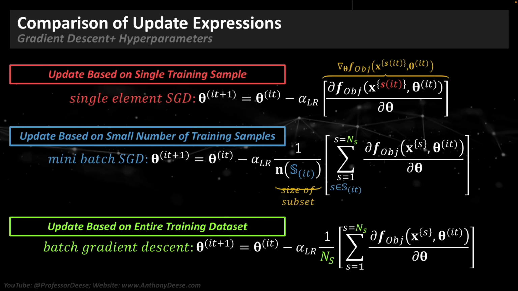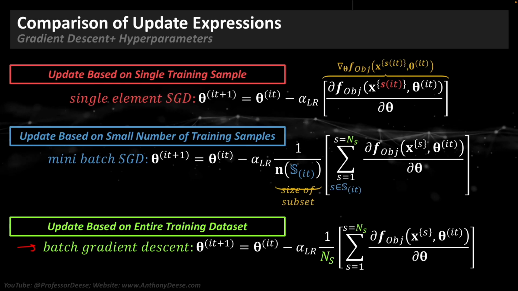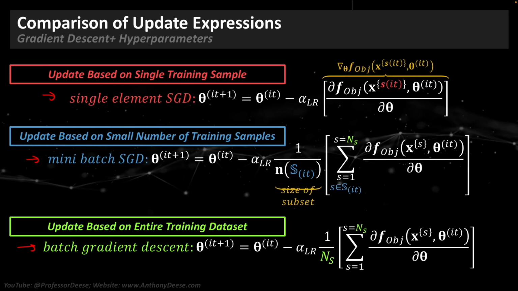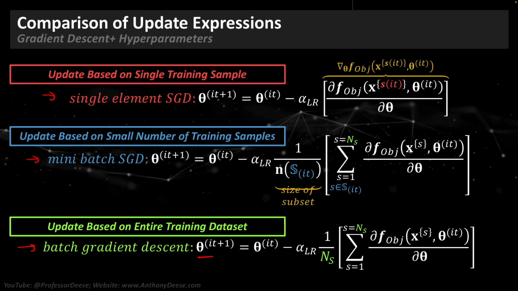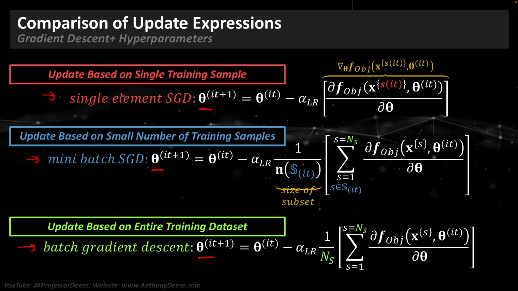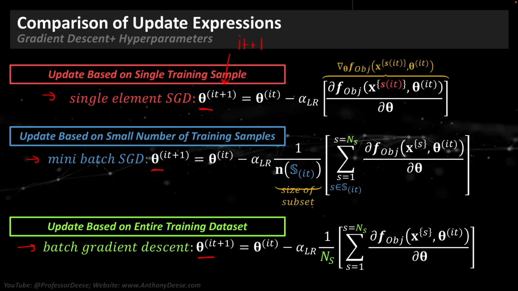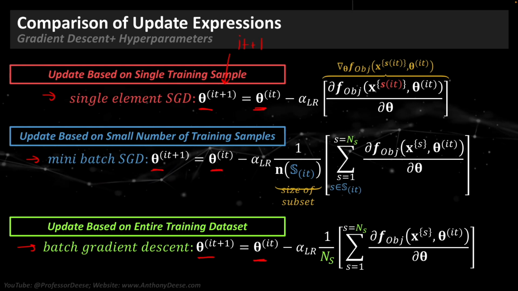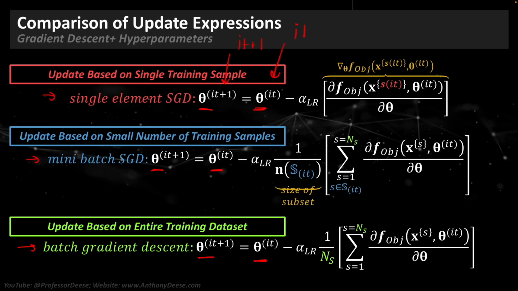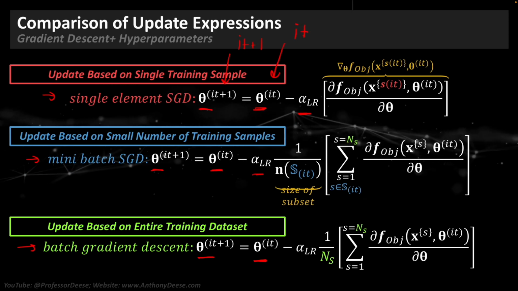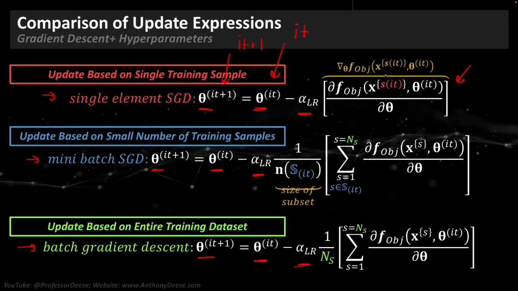This page provides a comparison of the update expressions for all 3 of the approaches we discussed on the last 3 pages. We have the complete batch gradient descent, we have the mini batch stochastic gradient descent, and we have the single element stochastic gradient descent. All 3 of these seek to calculate an updated value for the parameter array for iteration it plus 1. They define this in terms of the previous, or we could call it the current value of that parameter array for iteration it, and from that we subtract the product of 2 factors. We have the learning rate and some version of a partial derivative.